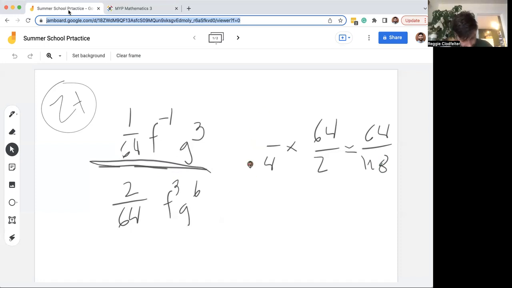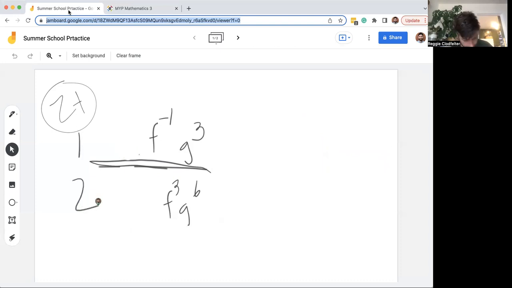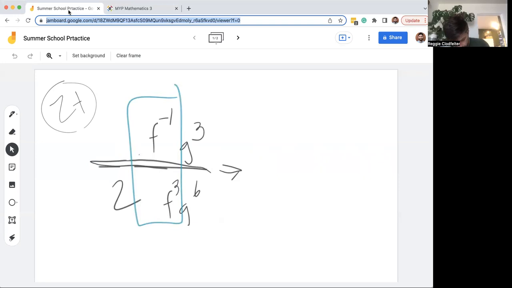So I'm actually going to take this 1/64 and this 2/64 and simplify them into 1/2, or this 1. And then this 1 we don't have to worry about as our numerator, because everything we're doing is multiplication. When we multiply by 1, it's the same. So I just have a 2 on my denominator. Then I have f to the -1st over f to the 3rd. Quotient rule, -1 minus 3 is -4. And then here I have g to the 3rd over g to the 6th. 3 minus 6 is -3. So I have all of that over 2.